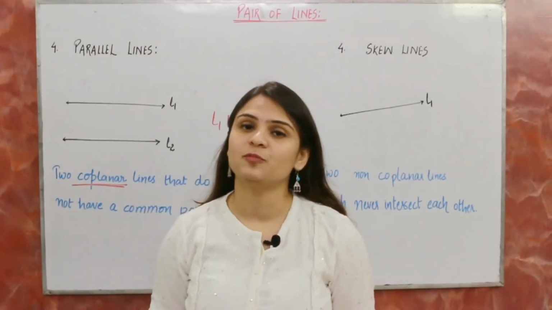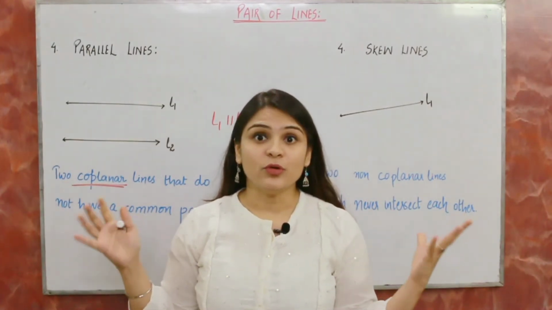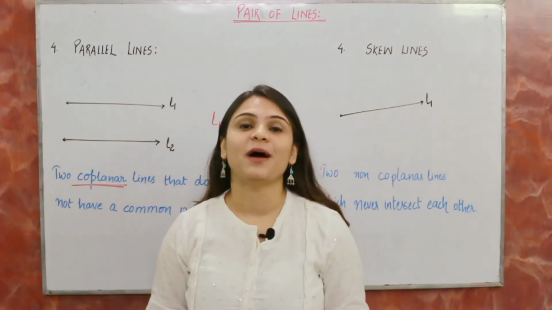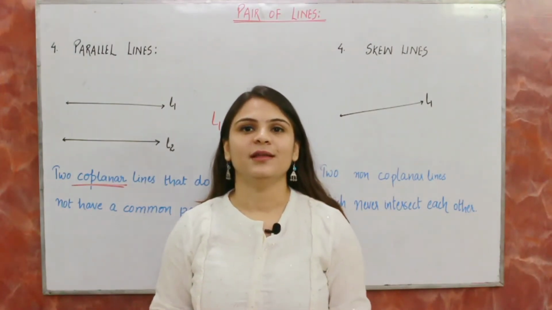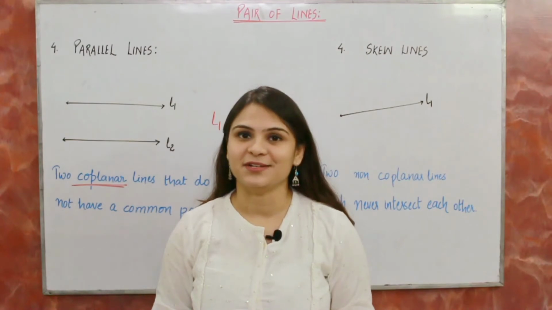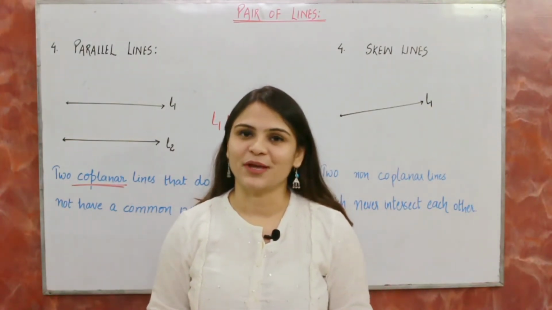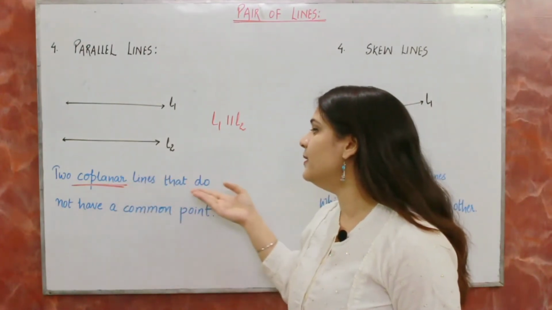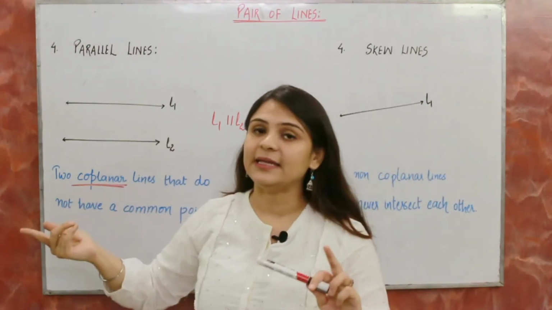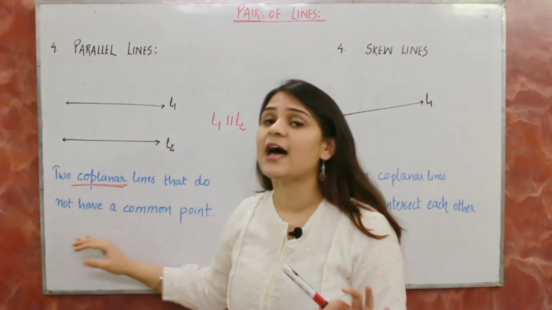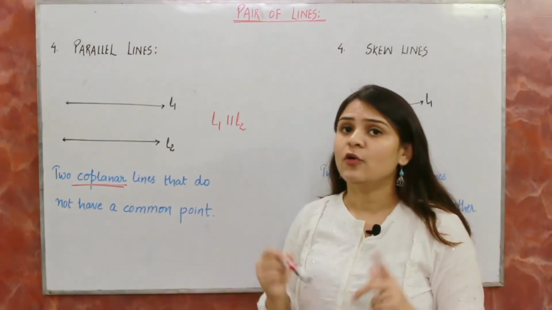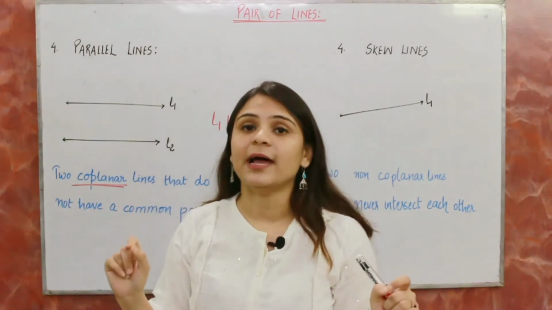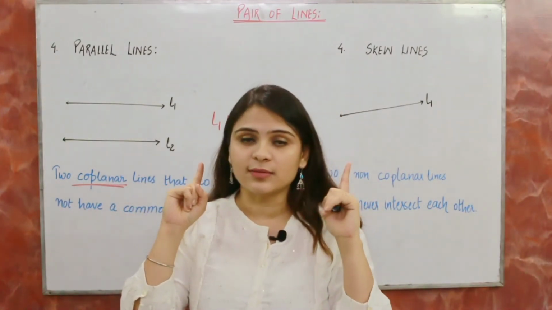Another pair of lines is parallel lines. So the most common answer, if I ask you what is parallel lines, is lines which do not intersect each other. But that's wrong, because the correct definition is two coplanar lines that do not intersect each other, or you can say that do not have any common point, right? Why am I using the word coplanar? Because in case of parallel lines, two lines should be in the same plane.